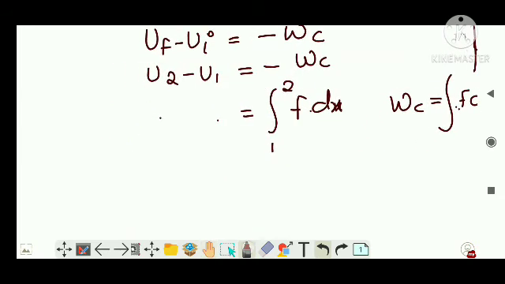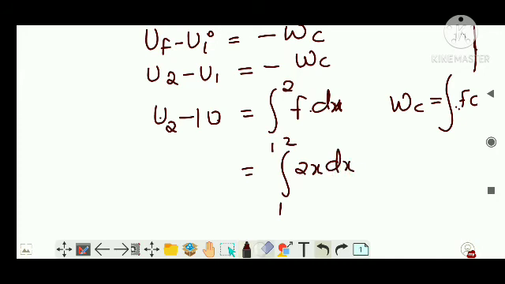Now what is U1 given as? U1 is given as 10, so U2 minus 10 is equal to this value, right? So now I can just replace F with 2x, dx, that is what is given in the question. And here, U2 minus 10.